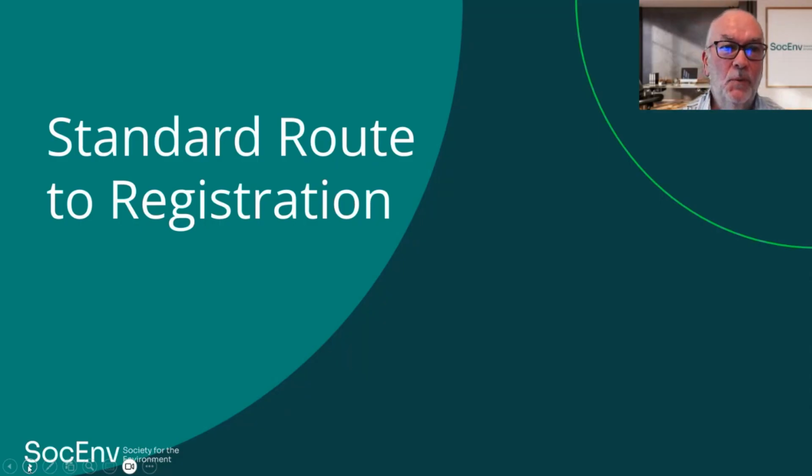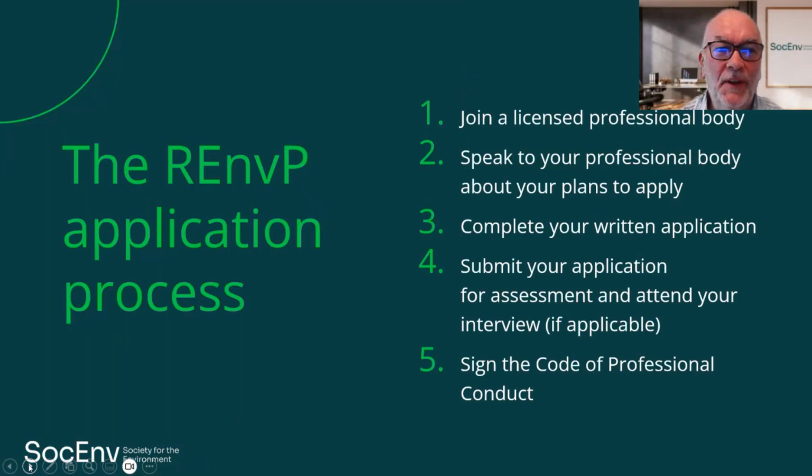We're now going to talk about what is the standard route to registration. So the application process for RMP, and there we are. You probably guessed the first one. You've got to join a licensed professional body. So you've really got to join one of those 11 that were on that earlier slide and speak to them about your intentions to apply.